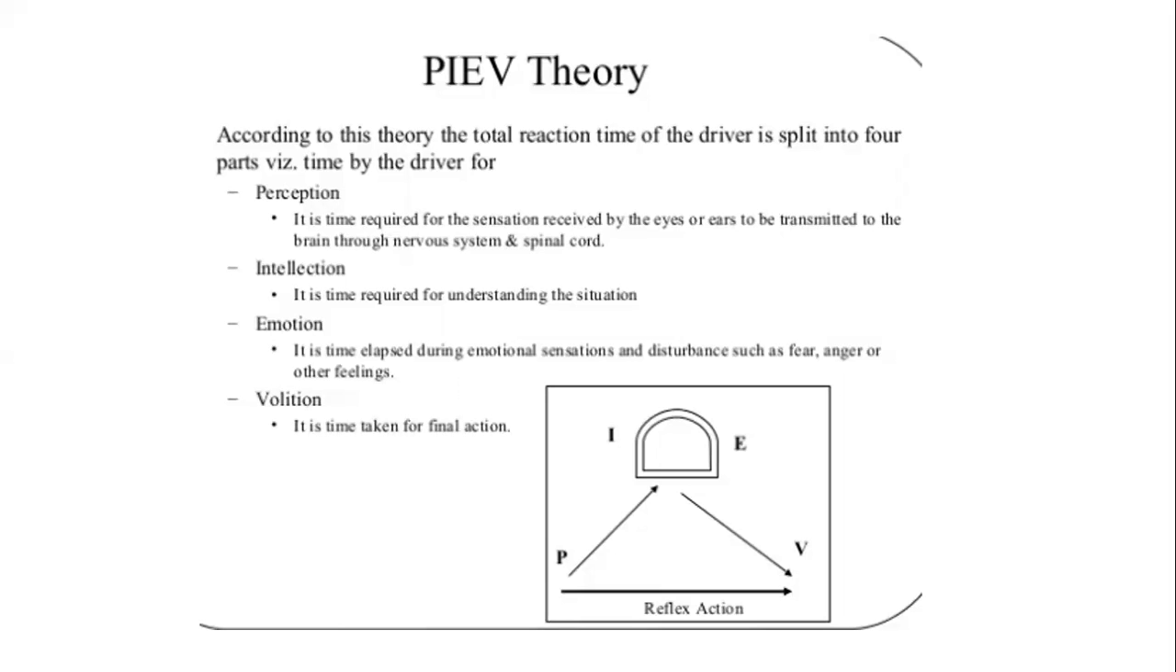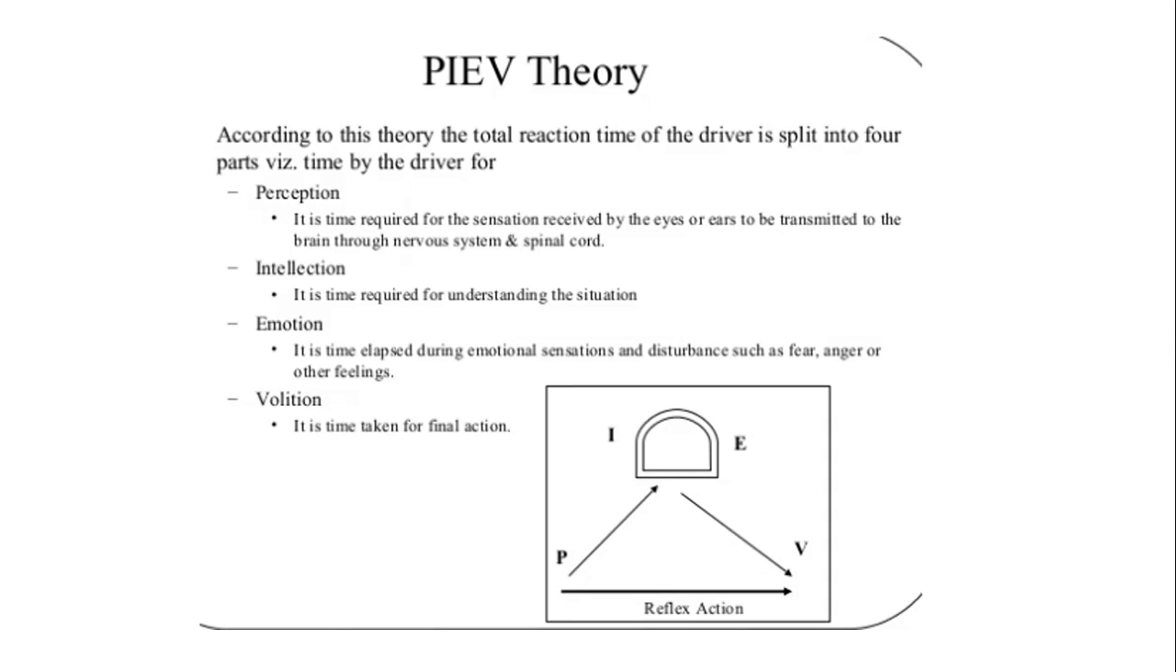So the moment you see the object, it is reflected to your brain through the nervous system. That time is called the perception time. Second is the intellection time. Once it is perceived by the brain, you have understood there is an obstruction. Now you should understand what is actually happening in the scenario. The time required to understand that particular situation is called the intellection time.